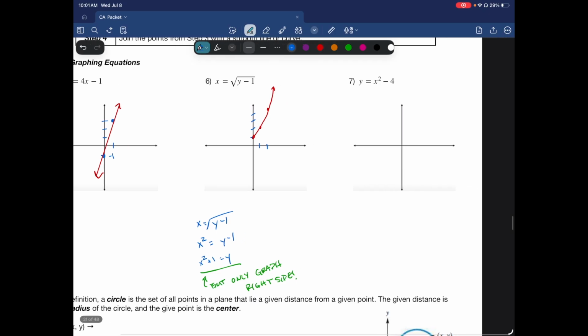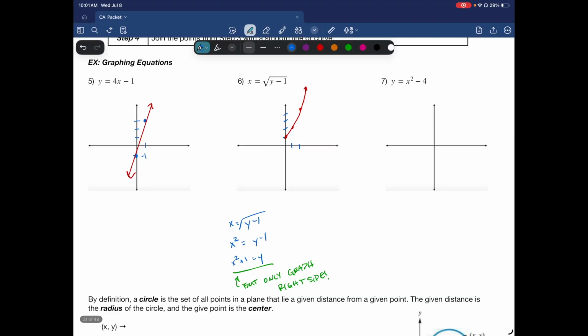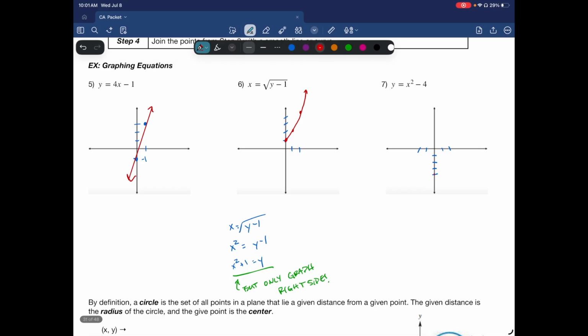Okay, so 7 is a true parabola with x squared minus 4. So I got 1, 2, 3, 4. 1, 2, 1, 2. Okay, and so 0, 0 would be right there. And then I got 1, 1 on either side, and then I got 2, 4 on either side. And so the parabola looks something like this. All right.